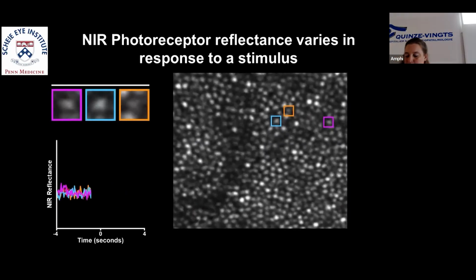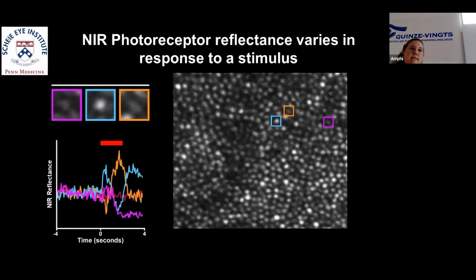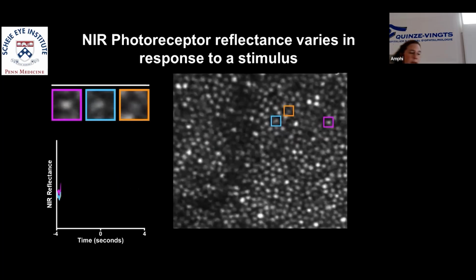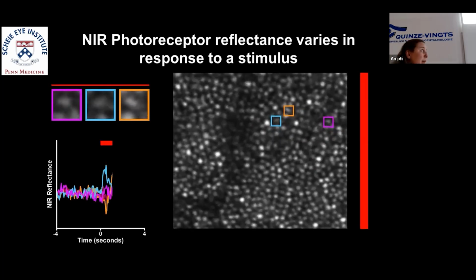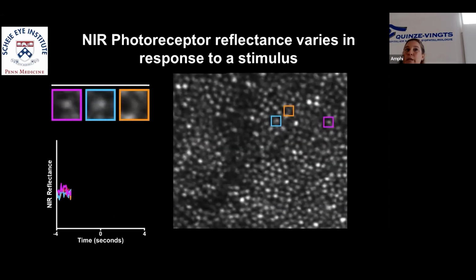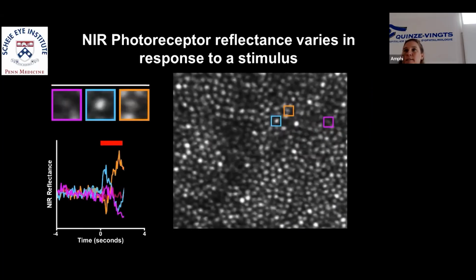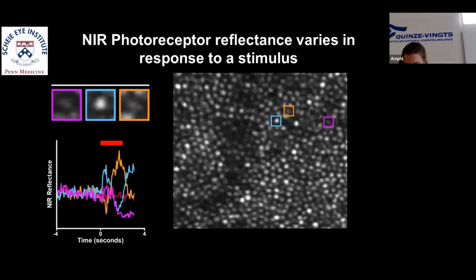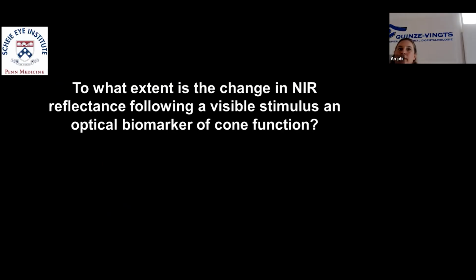So what I want to impress upon you is that the cone reflectance change in the near infrared is highly heterogeneous. In fact, if you looked at any one of the many cones in this picture, you would get a unique reflectance trace in response to that visible stimulus. So we wanted to ask, to what extent is this change in near-infrared reflectance following the visible stimulus an optical biomarker of cone function? Or in other words, can this change in near-infrared reflectance be an optoretinogram?